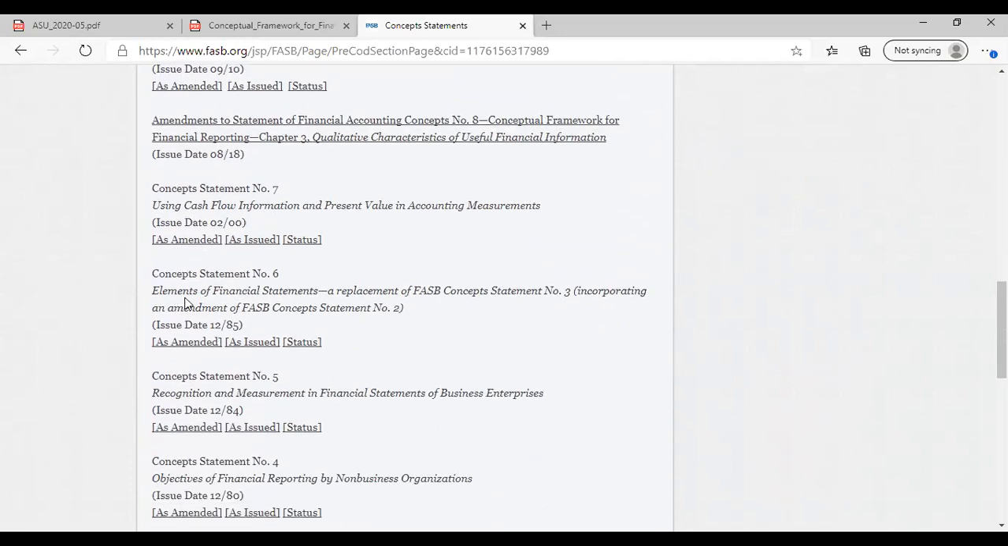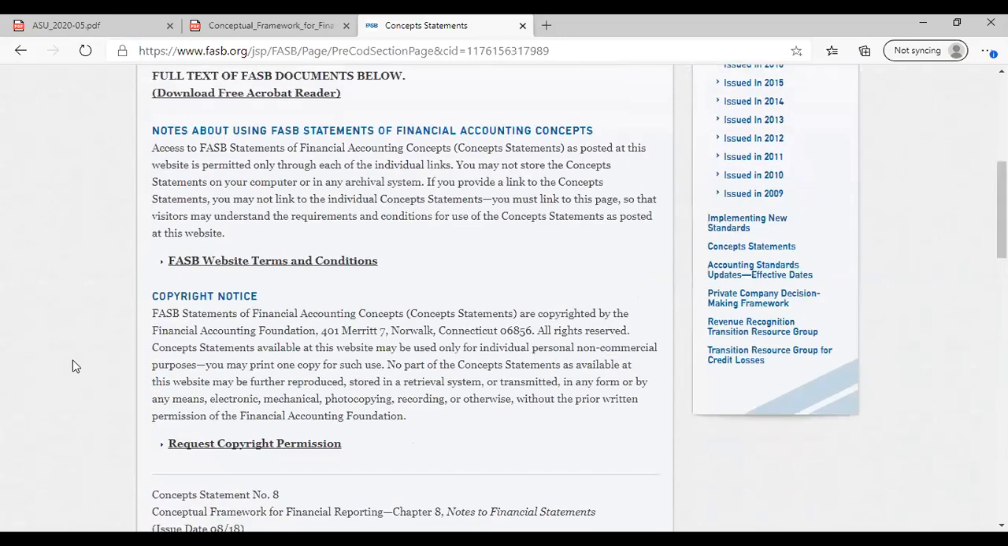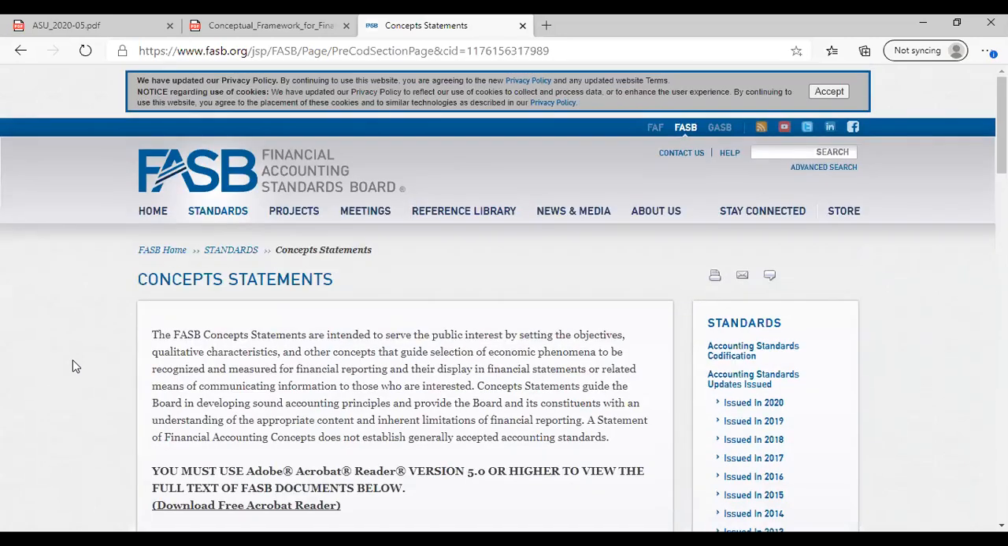Chapter 6, elements of the financial statements. And it says a replacement of FASB concept statements number 3, incorporating amendment of FASB concept statements number 2. So, they keep building on each other. Number 5, recognition and measurement in financial statements of business enterprises. Number 4, objectives of financial reporting by non-business organizations. So, again, we see those here, and I have one pulled up that we can look at.